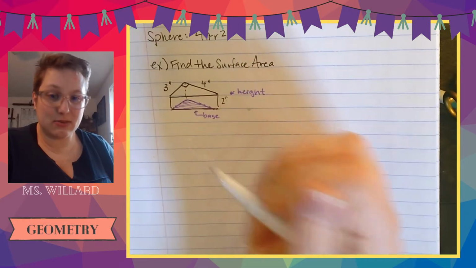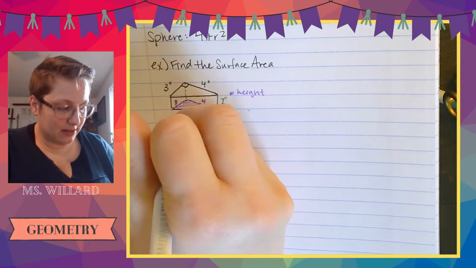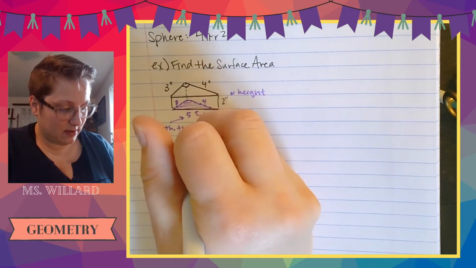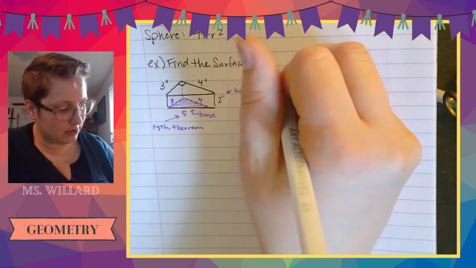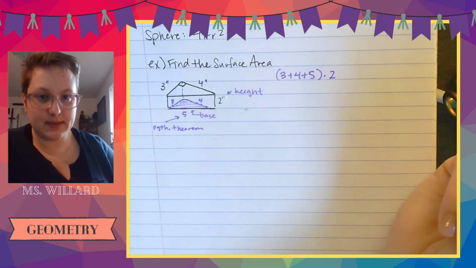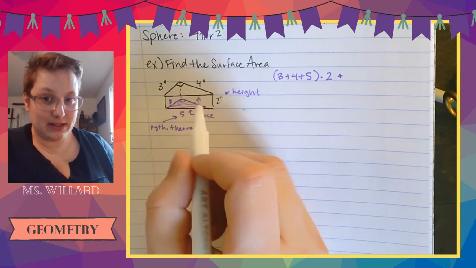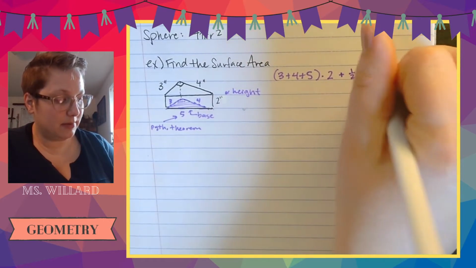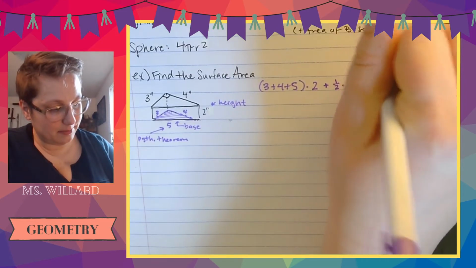Well, this is a right triangle, and 2 of the numbers are 3 and 4, so this is going to be 5. I can use the Pythagorean theorem, but I'm hoping by now that you recognize 3, 4, 5 triangles are just a thing that exists. So for the perimeter of the base, I'm going to do 3 plus 4 plus 5 times the height, which is 2. And then I'm going to add to that the area of the base twice. The area of the base is a triangle, 1/2 times 3 times 4. But that's 2 times because it's top and bottom.